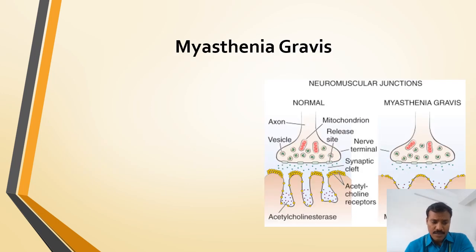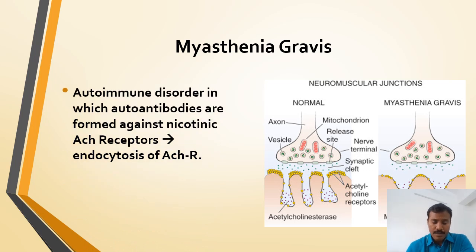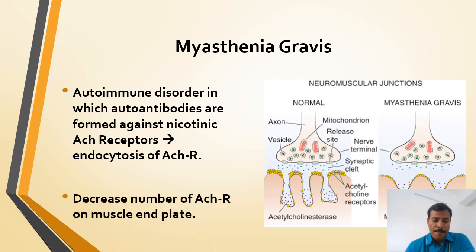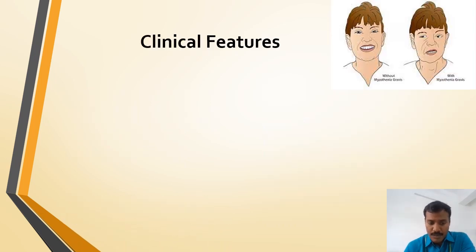Coming on to disorders: myasthenia gravis and Lambert-Eaton syndrome. First, myasthenia gravis. Myasthenia gravis is an autoimmune disorder in which autoantibodies are produced against the nicotinic acetylcholine receptors in the postsynaptic membrane. So what happens? There will be endocytosis, and the number of receptors decreases. So even though acetylcholine is present, the number of receptors is less, so the transmission will be less. There is a decrease in the number of acetylcholine receptors in the muscle end plate.